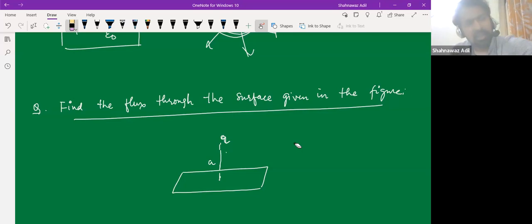So let's say I have this surface, through which I want to calculate the flux. And my charge is kept here, right? I want to make it a closed surface. So I will make a surface in this way, in this way, and in this way, and I will put a surface in this way. So this will become a cuboid, right?